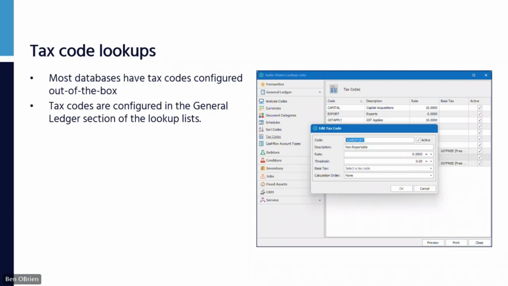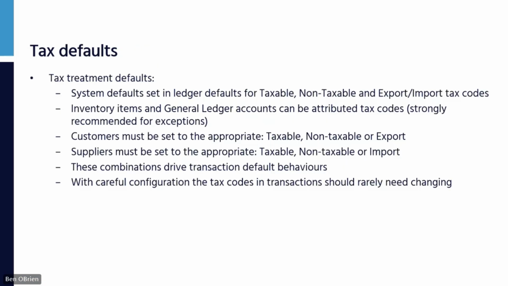So basically, as I said, most people, once the tax codes are created, you never really worry about them. But if you do want to set up this non-reportable one, the tax codes do live in the lookup lists area under the general ledger section, and it's easy enough to create that new tax code. The tax defaults as well. So this is something that's worthwhile understanding.